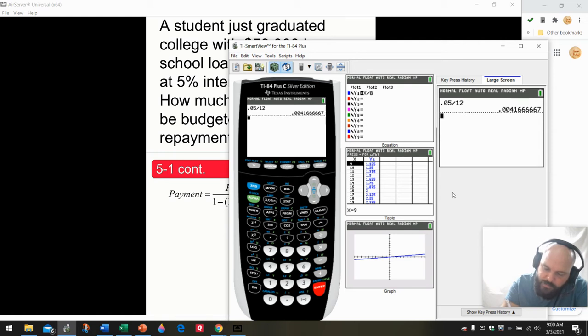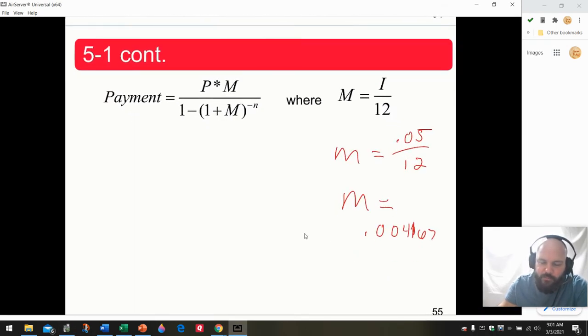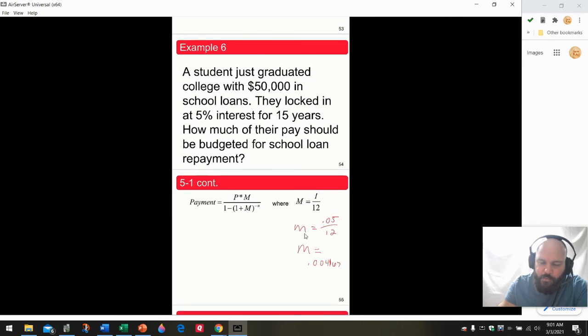So 0.004167. I'm going to go out to 6 decimal points. It is pretty important for the accuracy of your payment. So that's my monthly interest rate. Now I'm going to go ahead and proceed to fill in the rest of the information into the main formula.